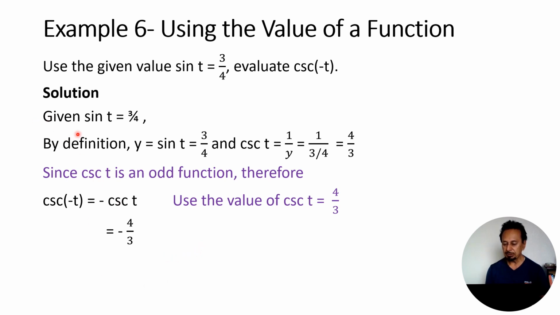So basically, first we find the cosecant t from the given sine of t. And then we find the cosecant of negative t, and we apply the odd property, and then we replace it with the cosecant t value.